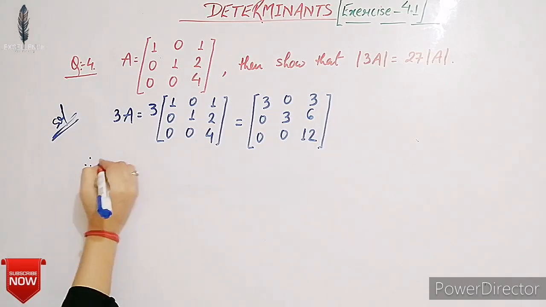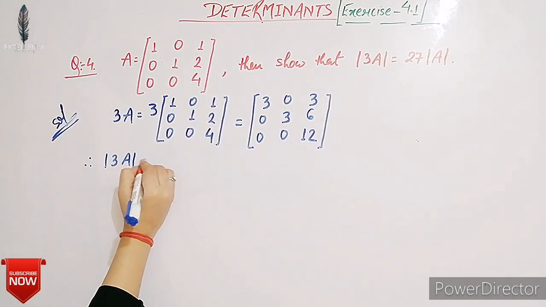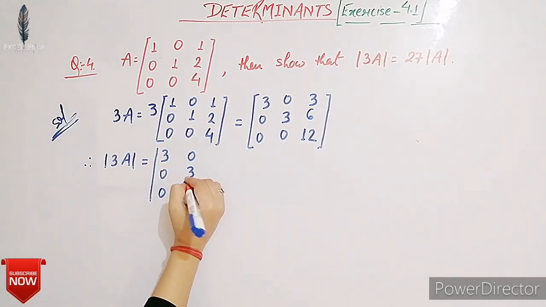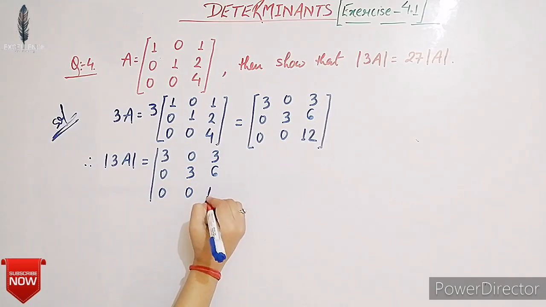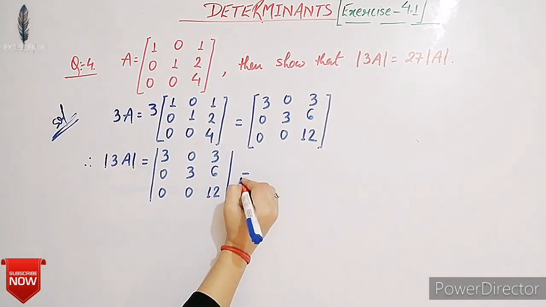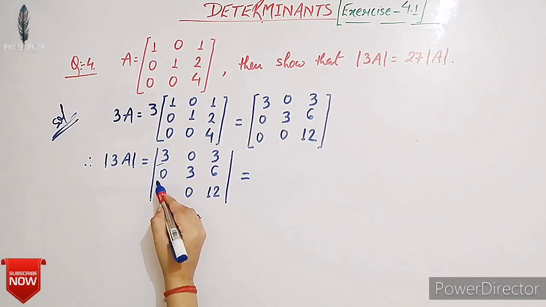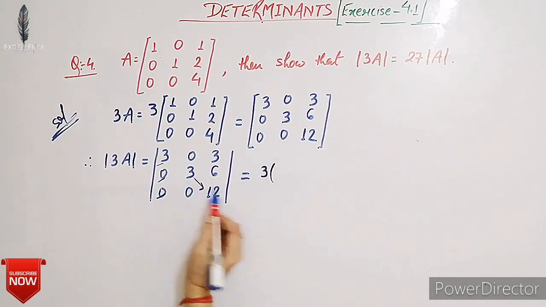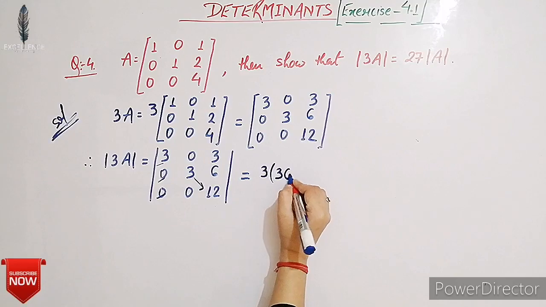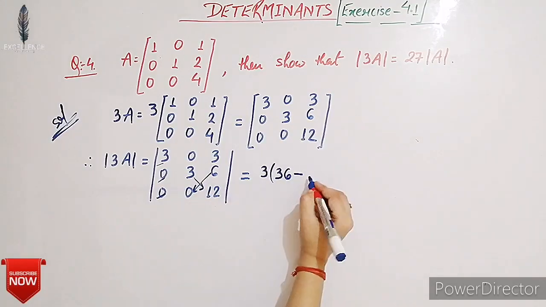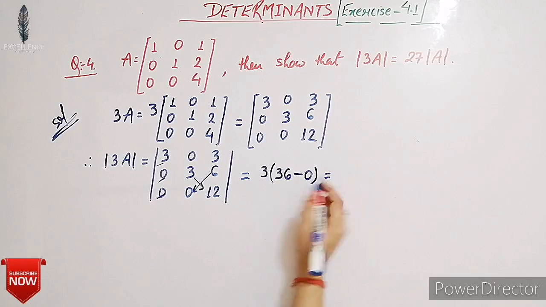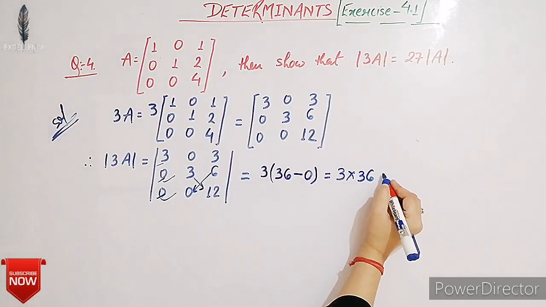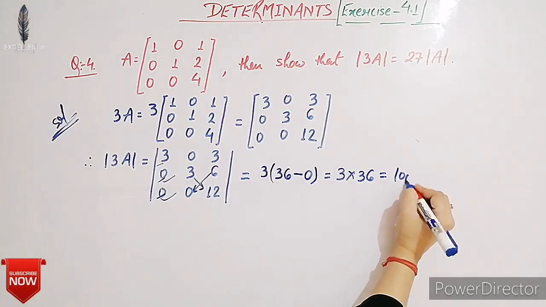So determinant of 3A is equal to determinant of 3 0 0, 0 3 0, 3 6 12. On evaluating this, we expand the given determinant along column first because it contains 2 zeros. So 3 into 12, that is 36, minus 6 into 0, that is 0. The other two elements are 0. So here we get 3 into 36, that is equal to 108.